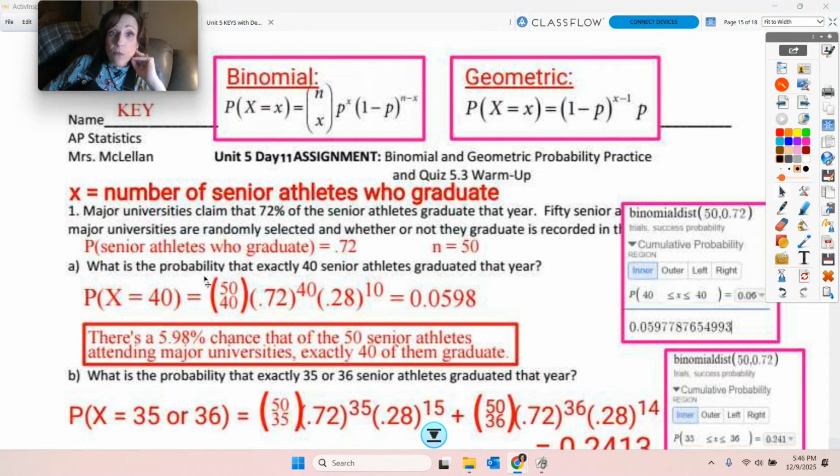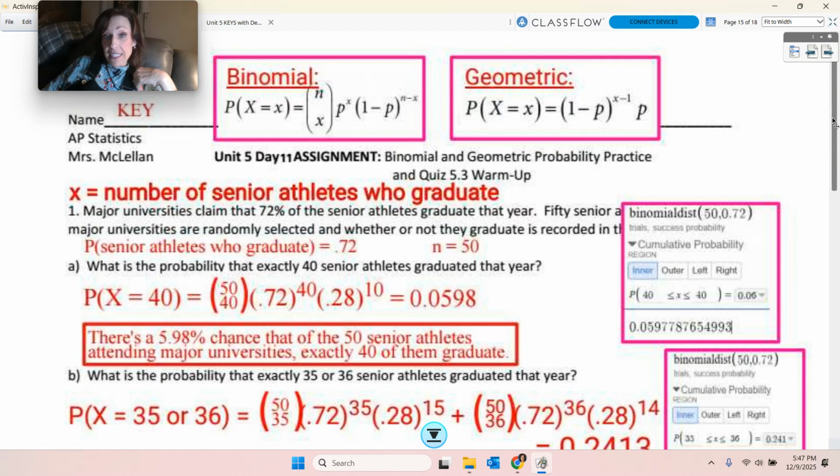So that is just like what we did a couple days ago, where we just had exactly 40, and we would put that into Desmos this way, where we had a binomial distribution of 50 with 0.72 probability, and then the successes we want are from 40 to 40 because we just want exactly 40. All right, next we are then going to start now accumulating successes.